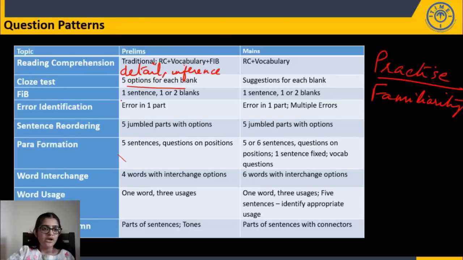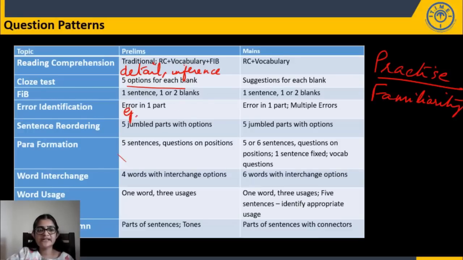Okay, fine. Now, fill in the blanks. In fill in the blanks, you may get in both prelims and mains. Typically, what you get is one sentence and you have one blank or 2 blanks, okay, with options. For fill in the blanks, what you need is vocabulary. Sometimes fill in the blanks can spill over into grammar. When they ask you to fill in the blanks with the right phrase, then you have to understand the grammatical construction of the sentence. Speaking of grammar, we have the next type, that is error identification.